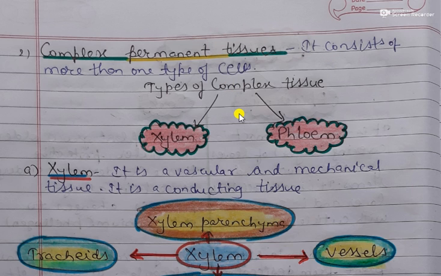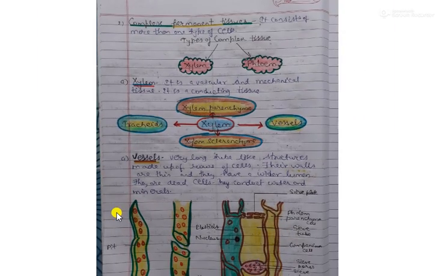Now, complex permanent tissue is of two types, xylem and phloem. Both these tissues are conducting tissues. Xylem is a vascular and mechanical tissue. It is a conducting tissue. It means it conducts some materials.